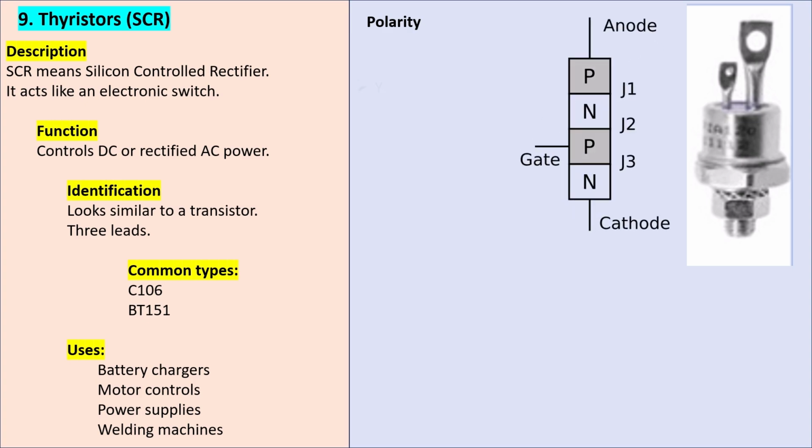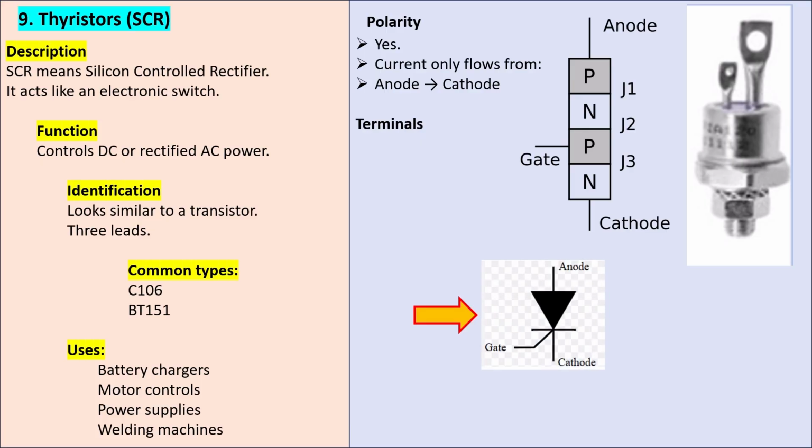There you can see the anode, the gate, and the cathode, the construction. Polarity is yes. Current only flows from anode to cathode. Terminals: anode A, cathode K, and gate G.